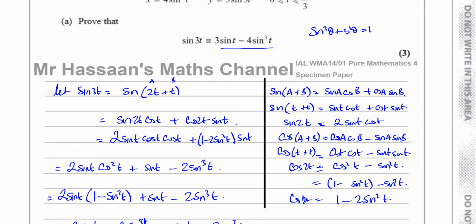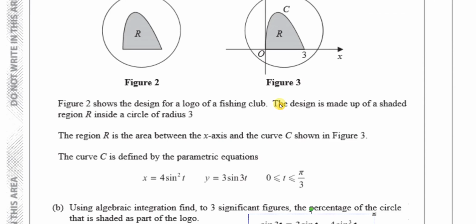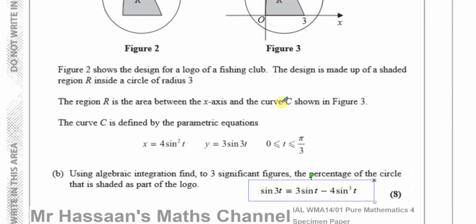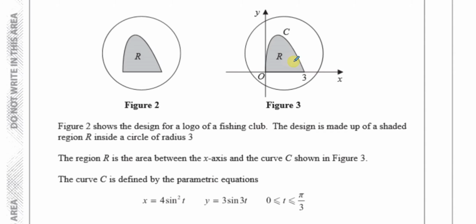Now for part B. Part B says, using algebraic integration, find to 3 SF the percentage of the circle that is shaded as part of the logo. So we need to first find the area of R and the area of the circle, where the radius is 3 centimeters or 3 units, as we said. So the area of the whole circle is going to be pi times r squared, which is going to be 9 pi, because r is equal to 3. So that's the area of the circle, and we've got to find the area of the shaded part as a percentage of the area of the circle.